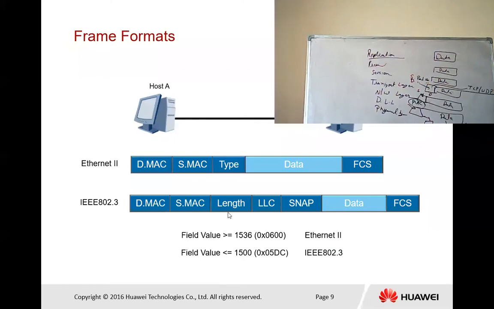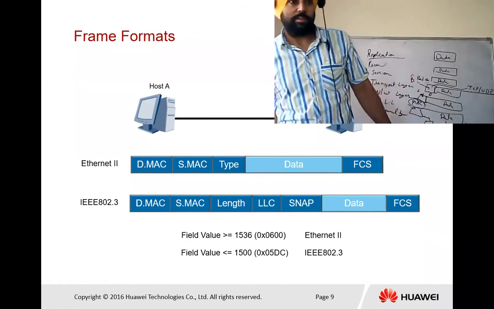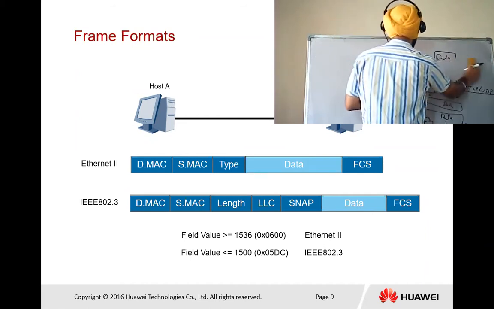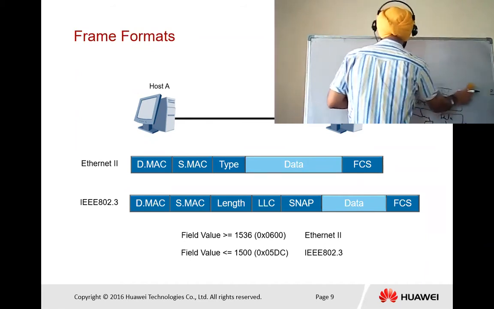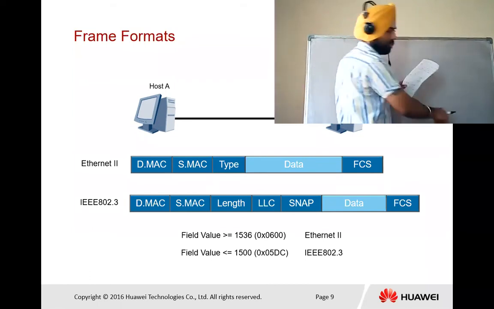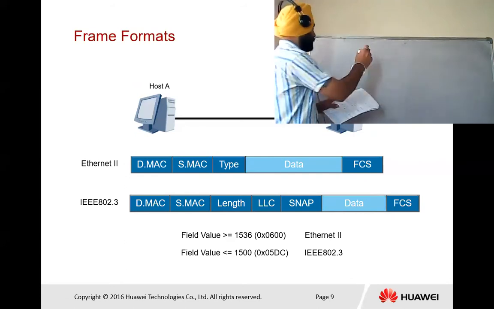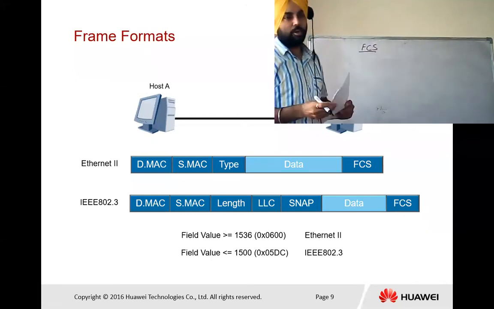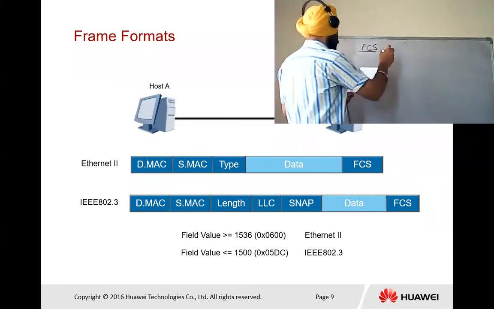So next we have the same format, whether it is Ethernet 2 or IEEE 802.3. In both cases, if we are talking from right to left, on the right side there is one term, that is FCS, which stands for frame check sequence.